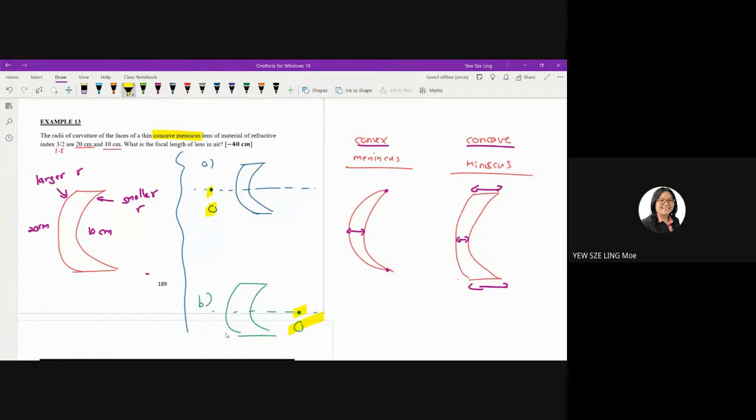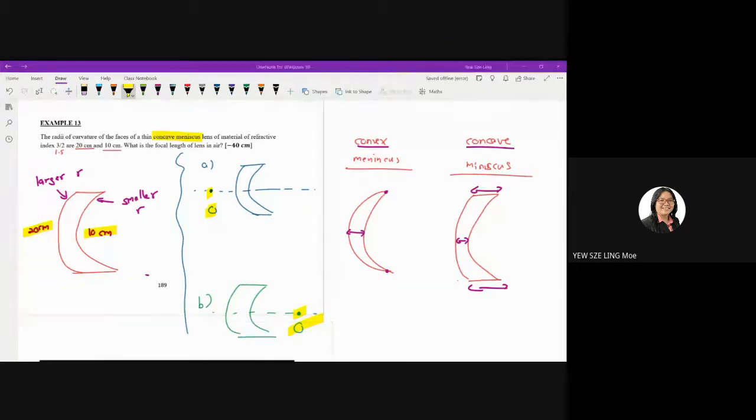Okay, do it for both. I have already given you the values, which surface is 20 cm and which one is 10 cm. So now you have to determine where your R1 is, where your R2 is, and whether they are positive or negative values. That is your task. Do it now.